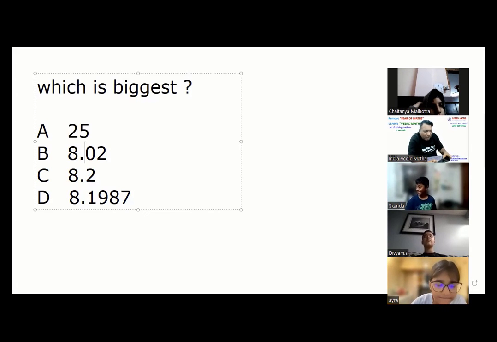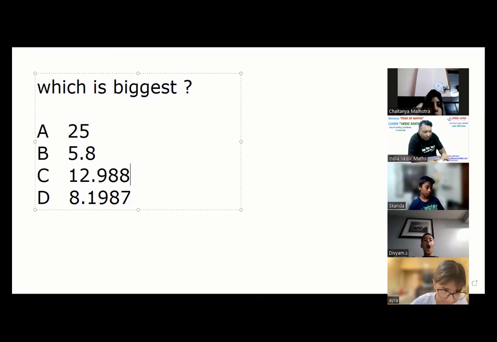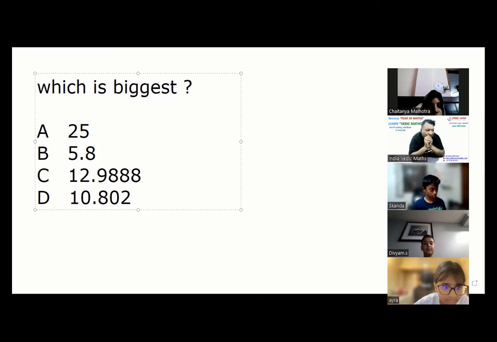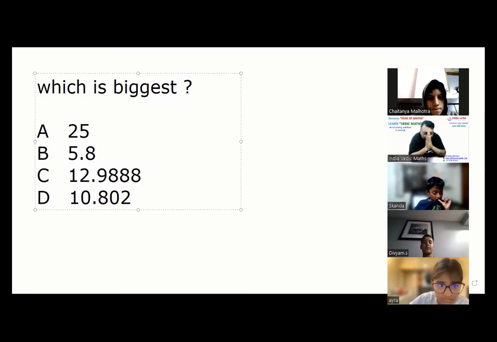Let's try. 25. 5.8. 12 point something. 10 point something. Tell me which is biggest. Let's see who does it correctly. A, B, C, D. Ira says B, Panash says A, Skanda says 5.8. It's a confusing question. Let's see who does it correctly.